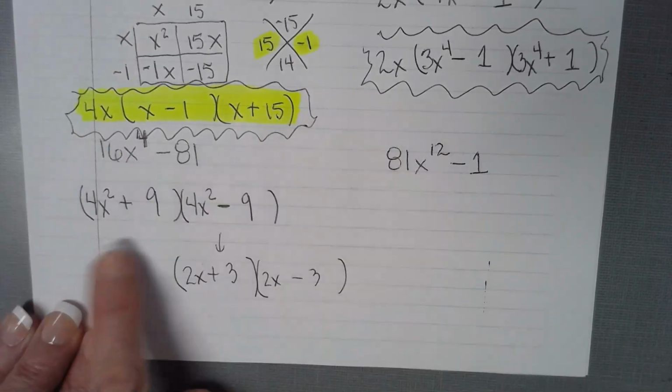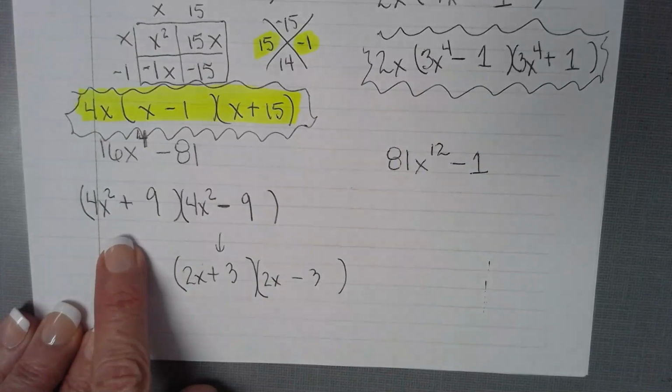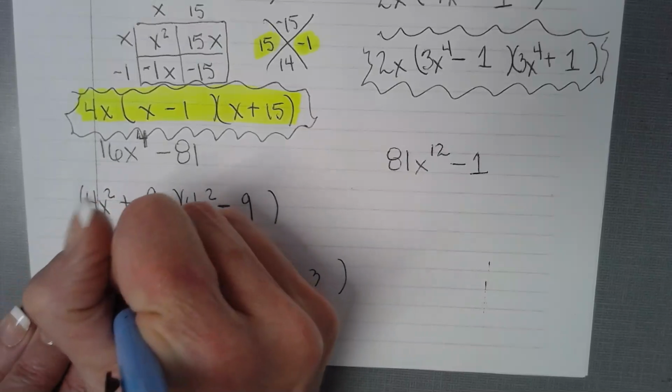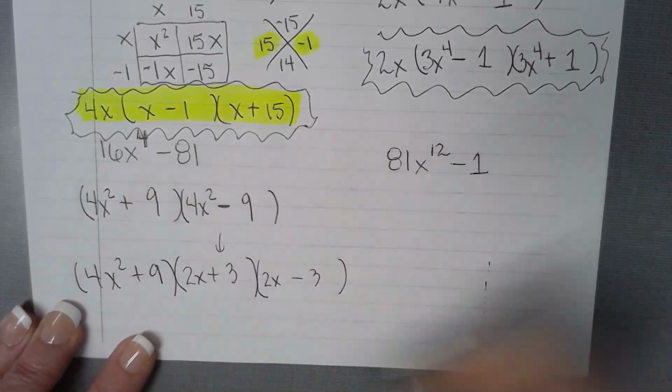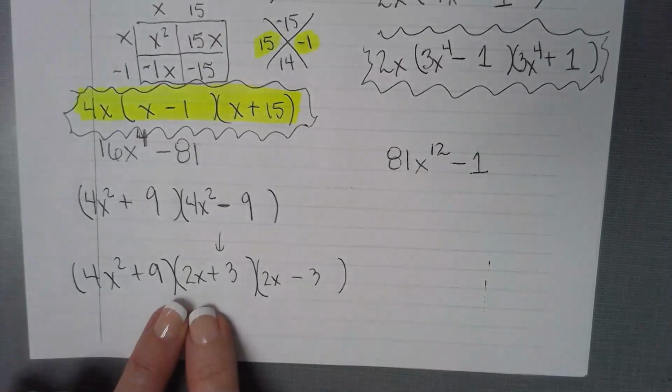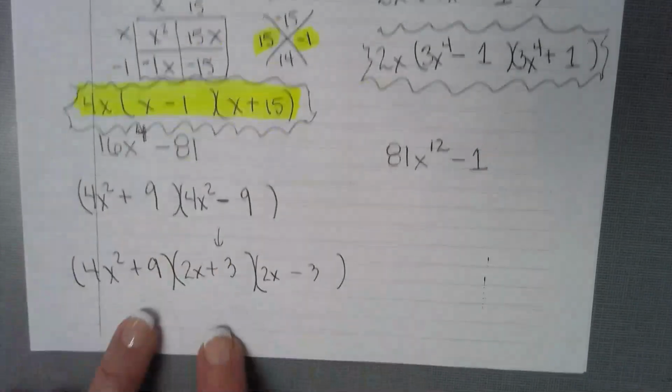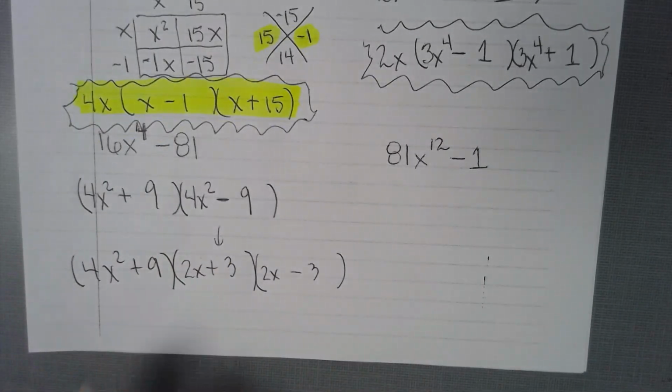Okay, don't forget, y'all, this was part of my factors. It's got to come down as part of my answer. So y'all, the fully factored form is right here. We went from this to that. Okay?